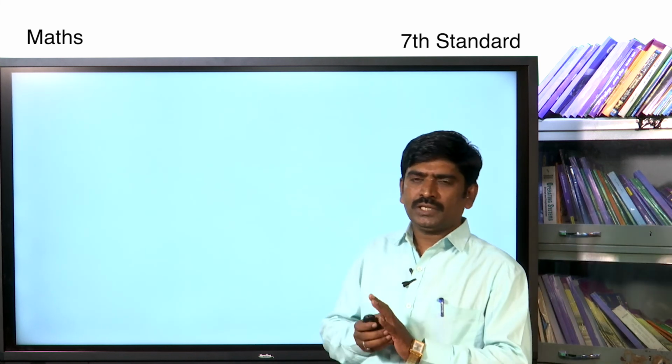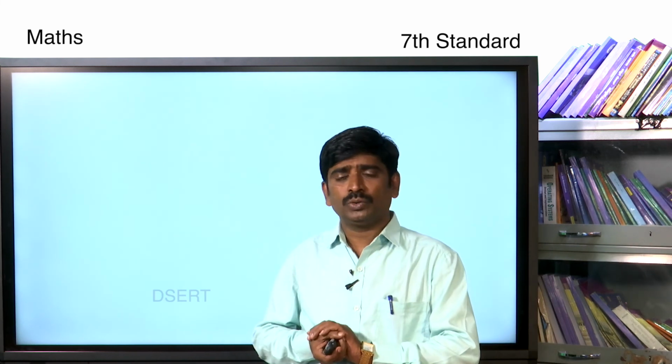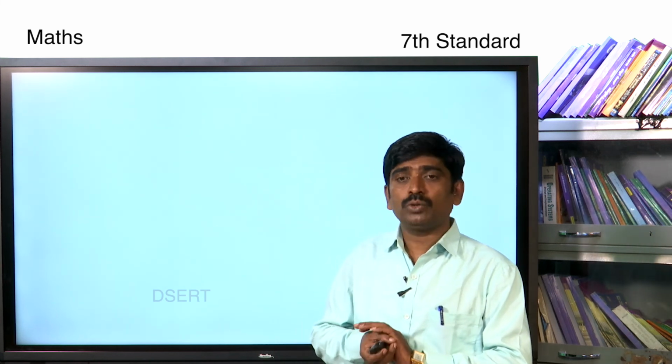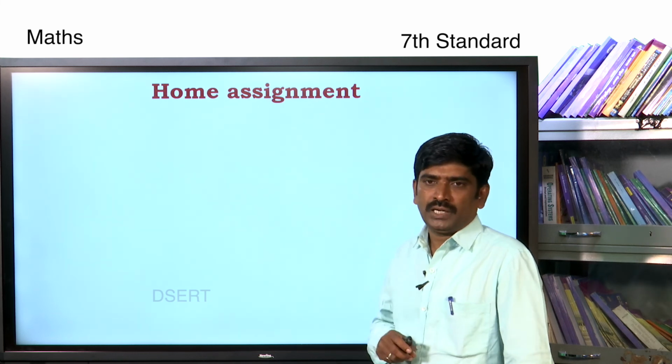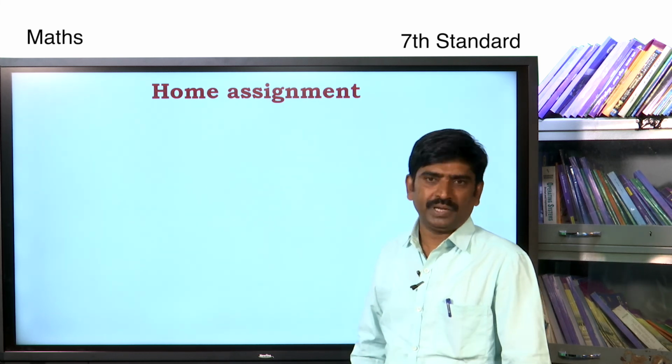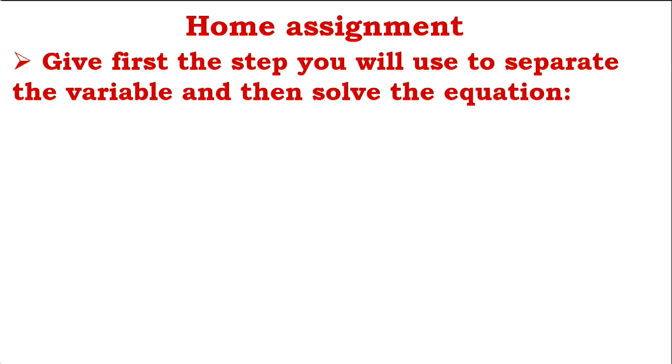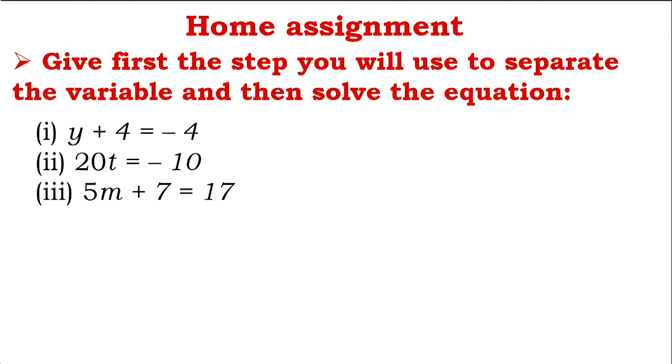Okay. I think you have learned about simple equations, how to separate the variable and how to solve them. In the home assignment, some questions are given here. You solve them and check with your teachers or your parents. First question: give the first step you will use to separate the variable and then solve the equation. First one, y plus 4 is equal to minus 4. Second question, 20t is equal to minus 10. Third one, 5m plus 7 is equal to 15.